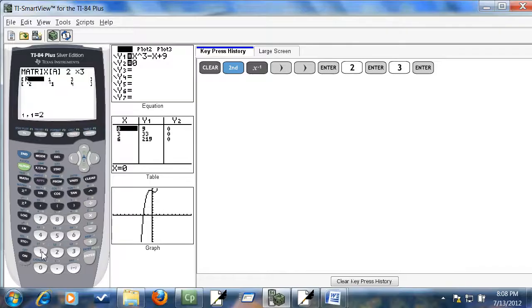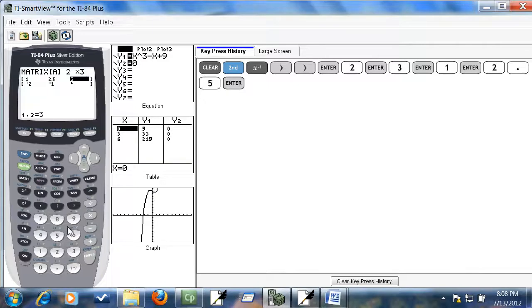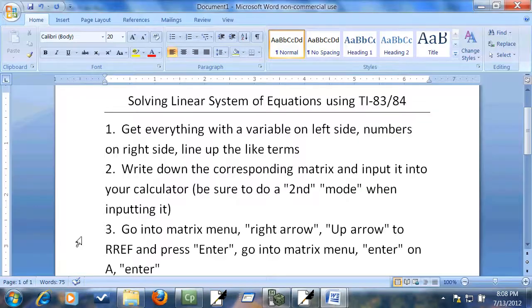And then I got 1 enter, 2.5 enter. After you put in every number, you press enter after it. 900 enter, 5 enter, negative 2 enter, and 150 enter. And you want to make sure you do a second mode to exit out.